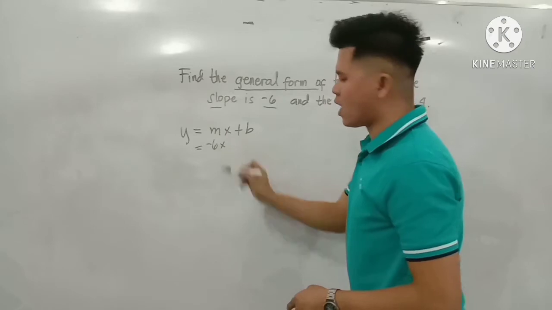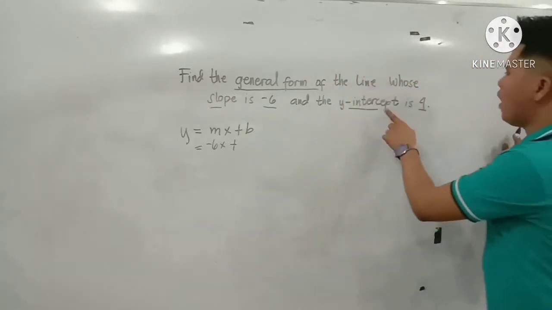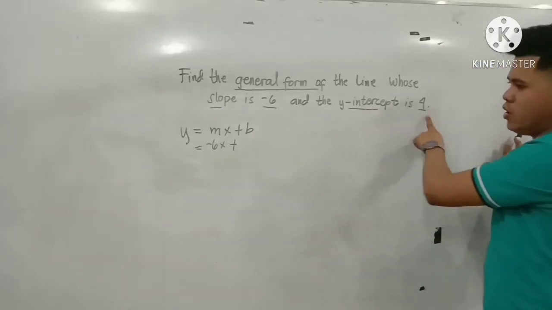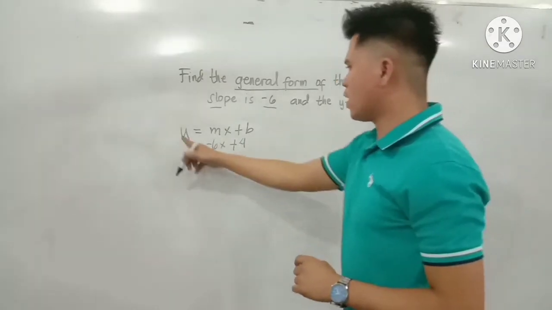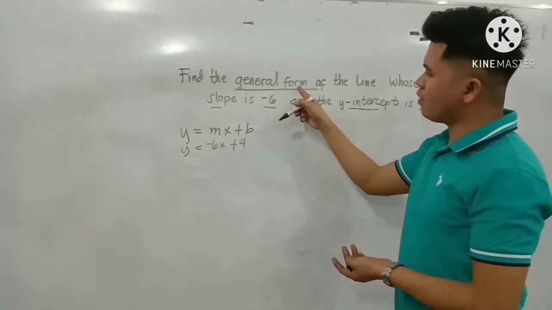Then just copy x. And we have here plus. Our b is referring to the y-intercept, which is 4. So therefore, we substitute here 4. And copy y. Then we simply evaluate. We have here the general form.